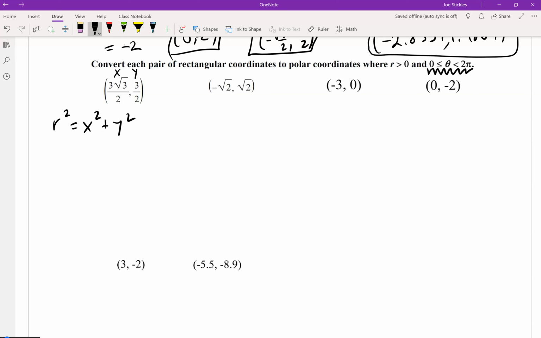Okay, r squared equals x squared plus y squared. Pythagorean theorem, you've been doing Pythagorean theorem ever since you learned it, probably back in middle school. Okay, so your x is 3 root 3 over 2. Your y is 3 over 2.